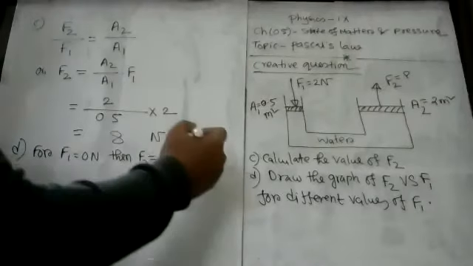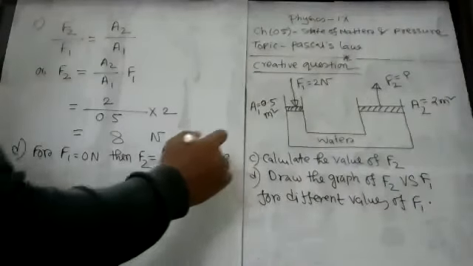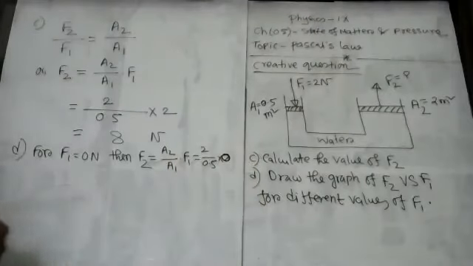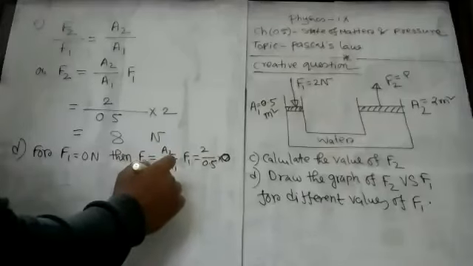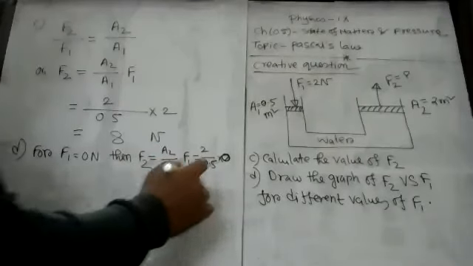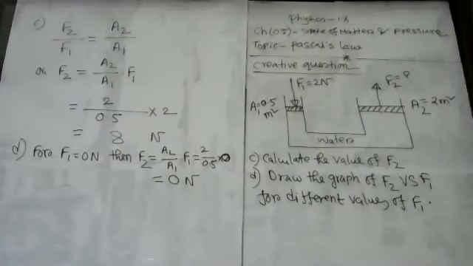So F1 equals 2 Newton. But in this particular case, F1 equals 0 Newton. So when F1 equals 0 Newton, what would be the value of F2? This is also 0 Newton. This gives me the idea about the origin point, the starting point of the graph. Is the concept clear to you? Is it clear?